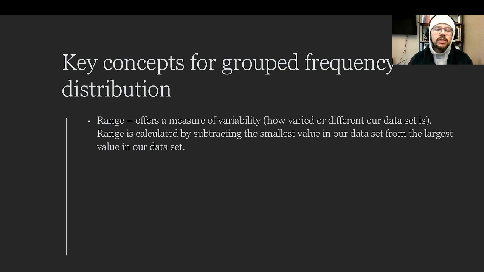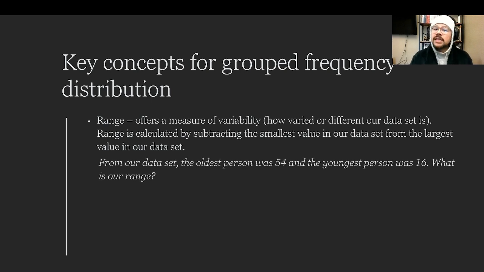Range is a term we are going to come across again in the next module, which is on the topic of measures of central tendency and measures of variability. This idea of range is actually considered a very crude measure of variability because it's trying to see how different our data is. It can be a little bit skewed, however. We'll expand more on that in the next module. For now, just keep in mind that range is calculated by subtracting the smallest value in our data set from the largest value in our data set.